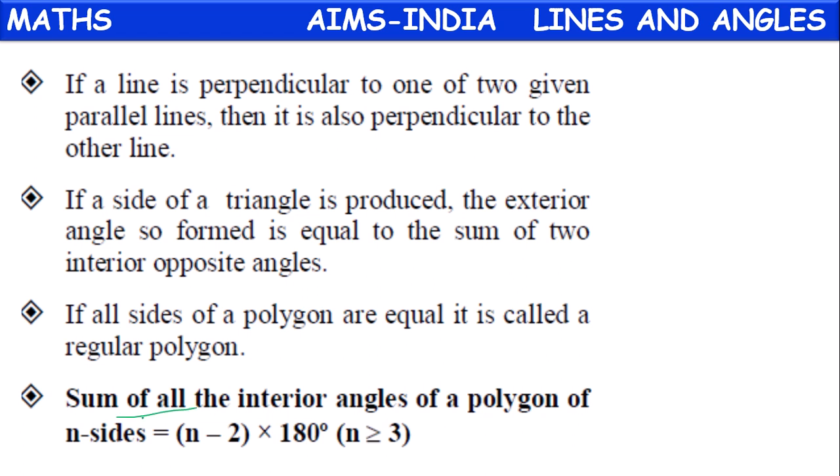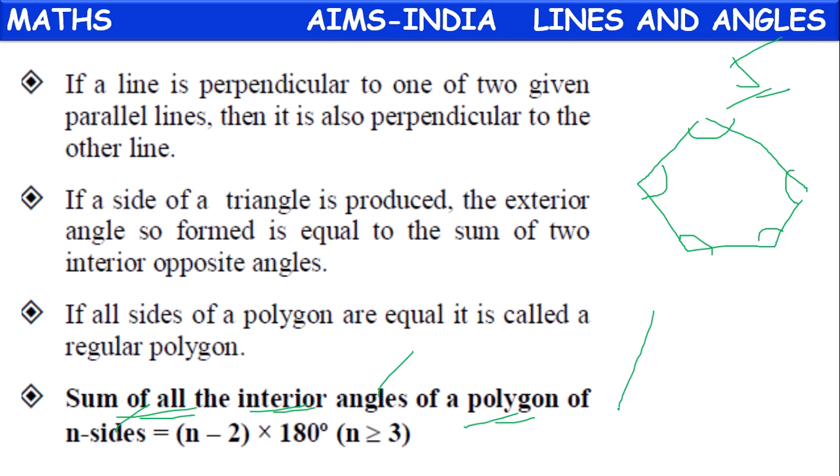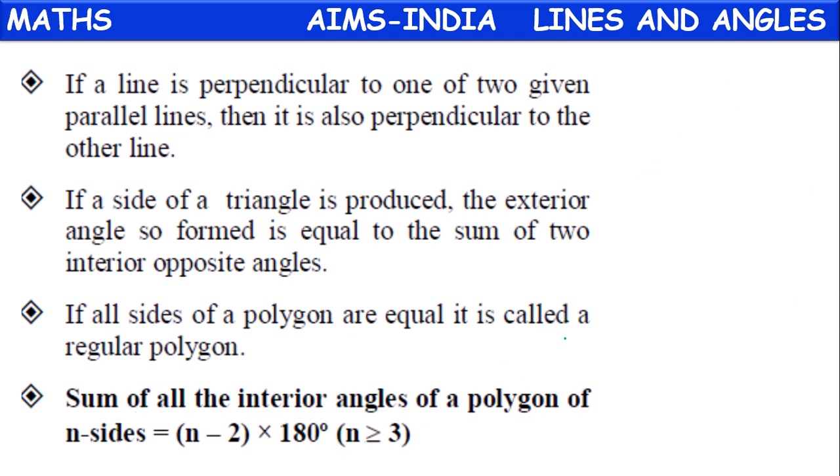Next, the sum of all the interior angles of a polygon of n sides. Here we have 5 sides: 1, 2, 3, 4, 5. Now the question is, what is the sum of all the angles? We know for a triangle it is 180 degrees, for a rectangle it is 360 degrees. Like that, if we have 5 sides, 6 sides, more than or equal to 3 sides, then it is called a polygon.